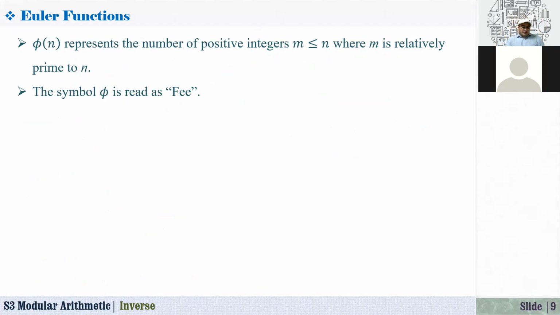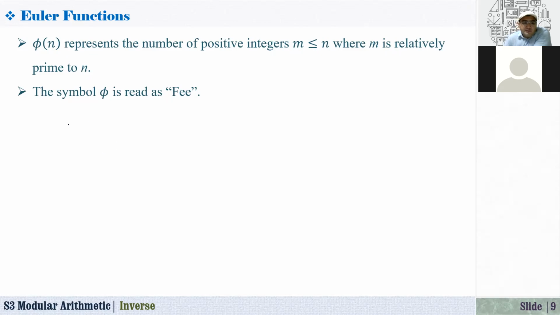Before we move to the second method, first we have to introduce something new. We call this the Euler function. This phi, this is how we read it. That's a Greek letter. It's denoted by this Greek letter phi, phi of n, or just phi n. So phi n represents the number of positive integers m less than or equal to n, where m is relatively prime to n, or co-prime with n.